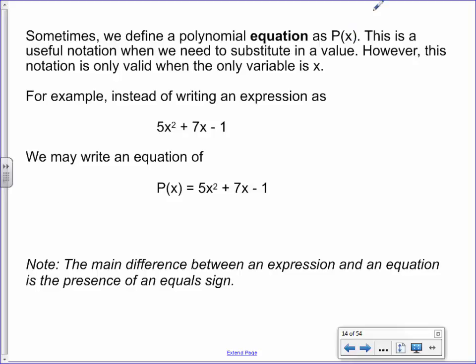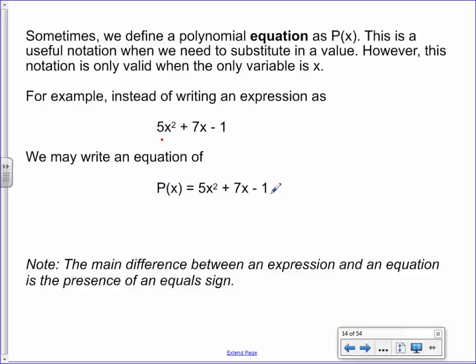No. Okay, so we're finally at the new spot. Everything up to this was more or less reviewed? Okay, so we're built up. Here's the new block we're putting on top. Rather than write just an expression as 5x squared plus 7x minus 1, we might write it like this. P bracket X equals 5x squared plus 7x minus 1.